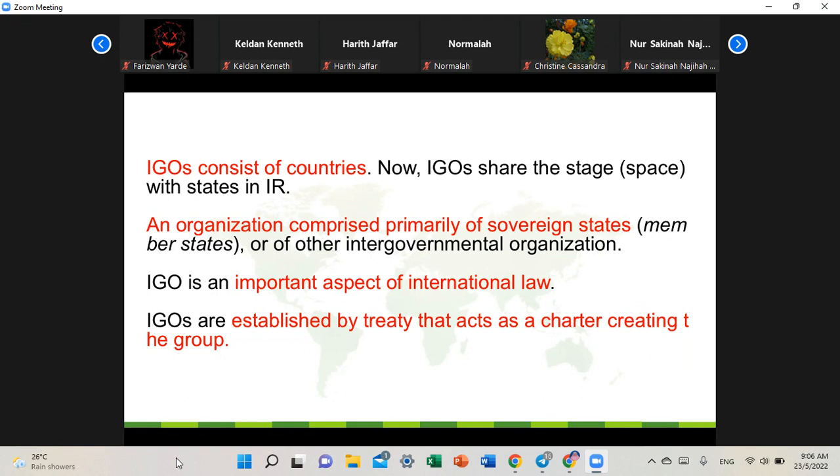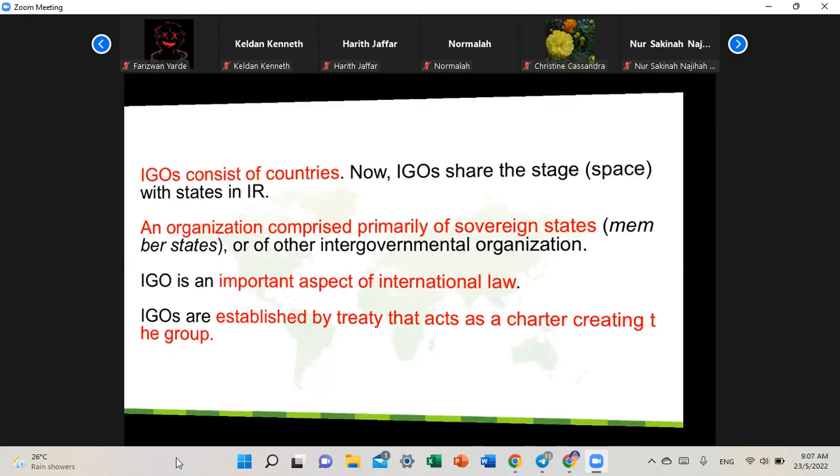Okay, it even provides the vision, mission, aspiration, long-term, short-term, and everything in its charter. And later on, all of the decisions will be made in accordance with what is stated in their charter. Okay, so that's why it's important.